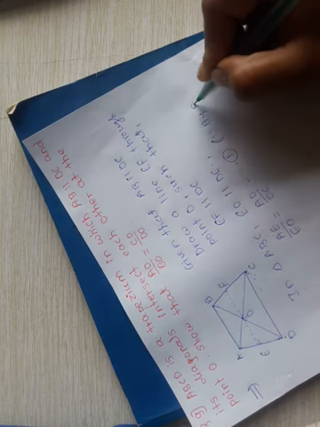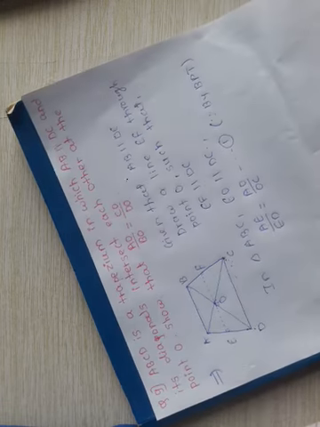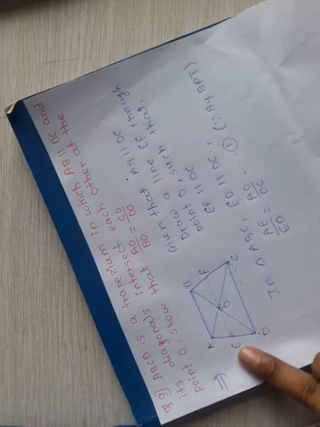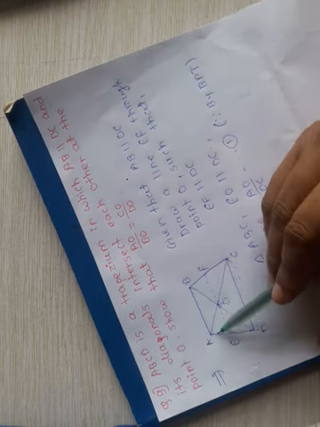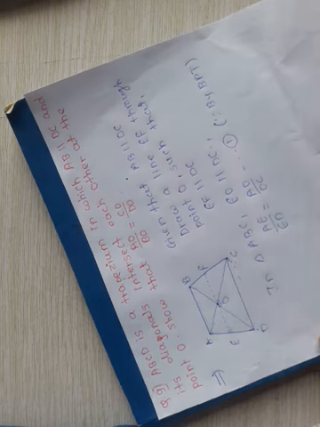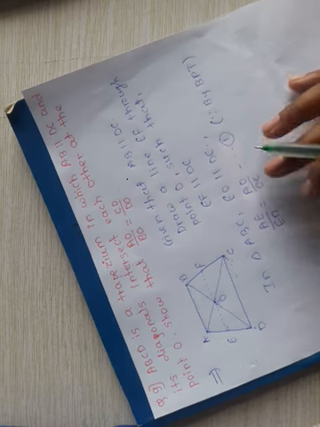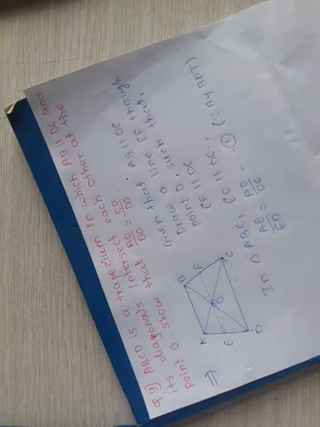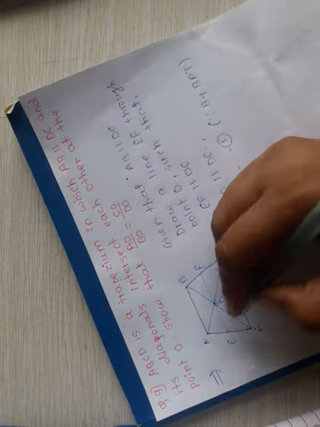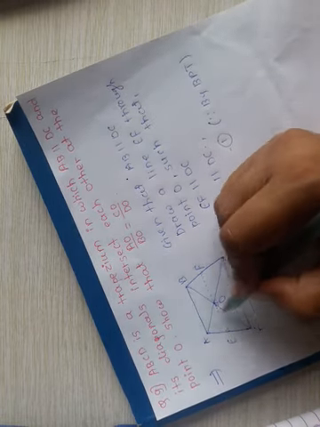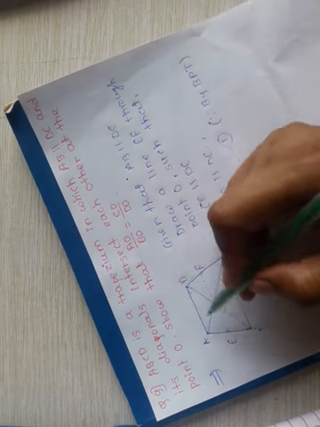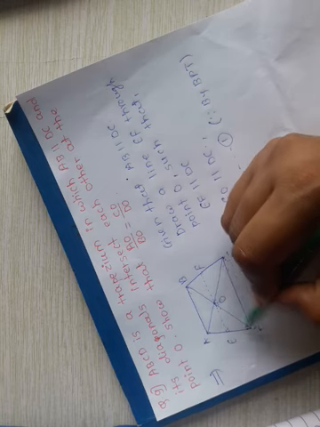By BPT. By BPT, if a line is parallel to the third side of a triangle, then we can say that the ratios of that triangle must be equal. Means in triangle ADC, AE upon ED is equal to AO upon OC. These ratios are equal because EO parallel to DC is given to us. Now again take the second triangle, ADB. After taking only these two triangles, we can prove this statement. So ADC and this ADB.